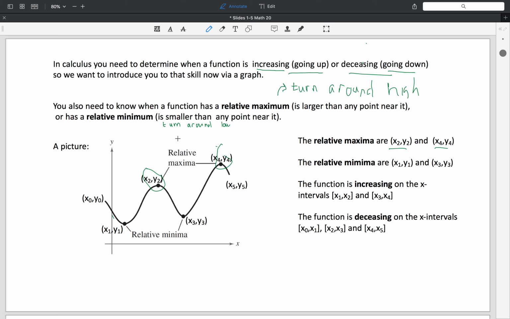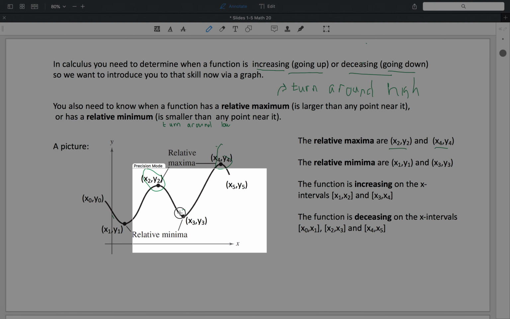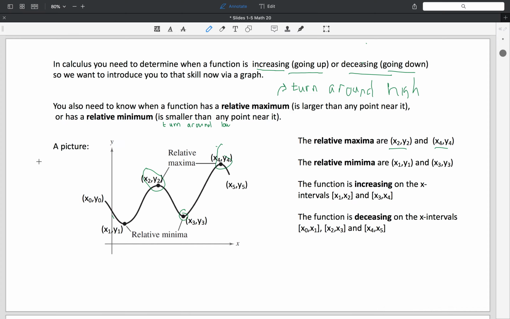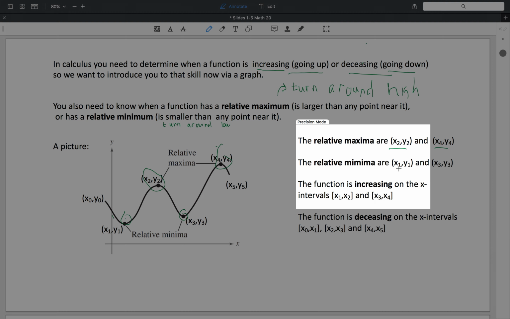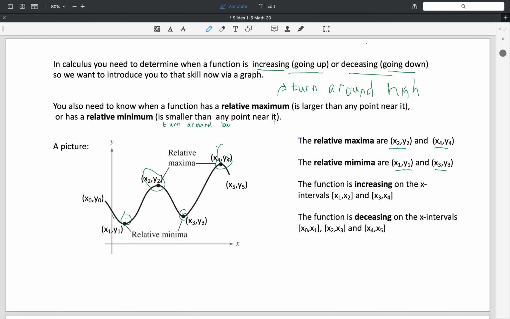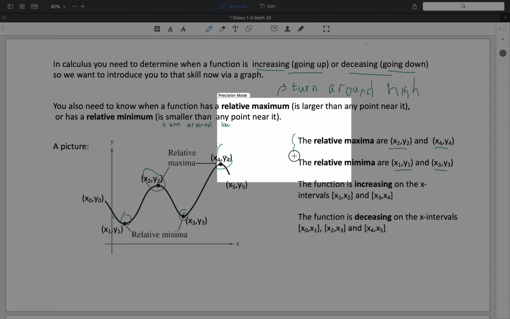Now the minima are the low points, and notice, again, these are places where the graph turns around. These are the low points on the graph, at least close by. And so those minima are going to be the x and y coordinates x1, y1, and then x3, y3. Now notice here that we specify a point. This is important, this is a good tip.